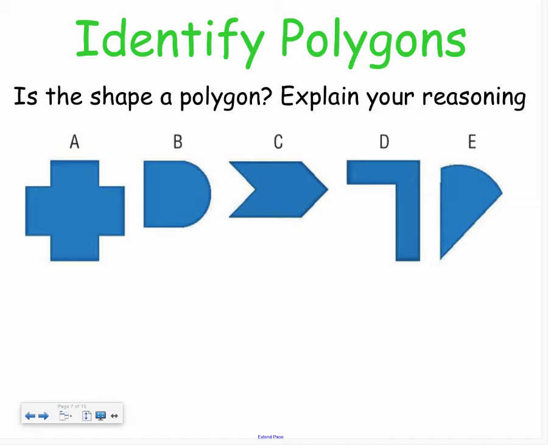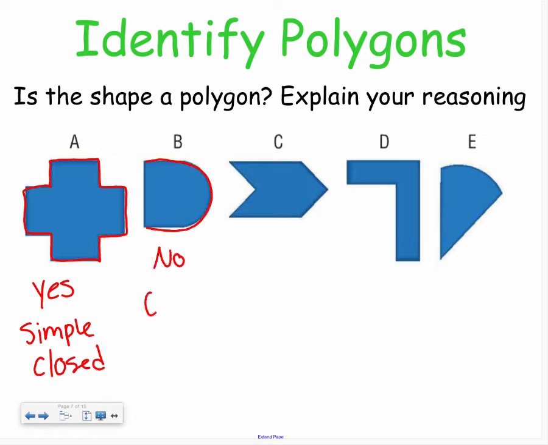The first part of your homework for polygons is going to be identifying whether it is a polygon and explaining why. So if we're looking at example A, all of the sides are straight lines. It is a closed figure, and there is no overlap between the sides. So we would say, yes, it is a polygon because it is simple and closed. B is not a polygon because it is curved. We have a curved side, meaning it is not a polygon.